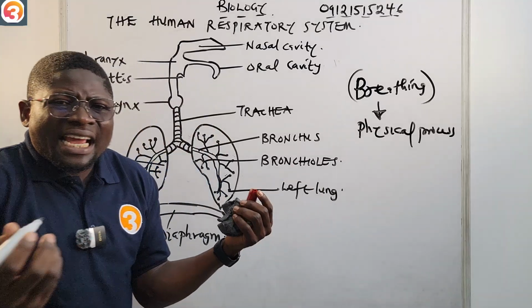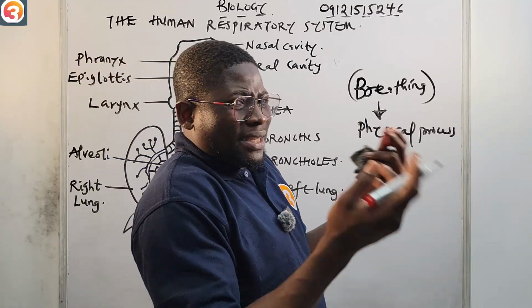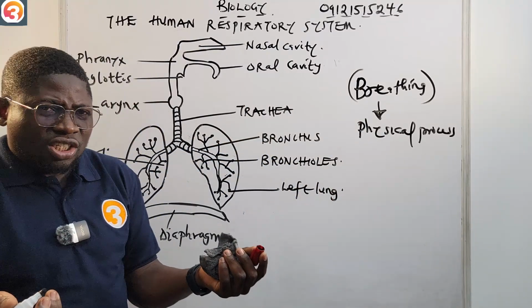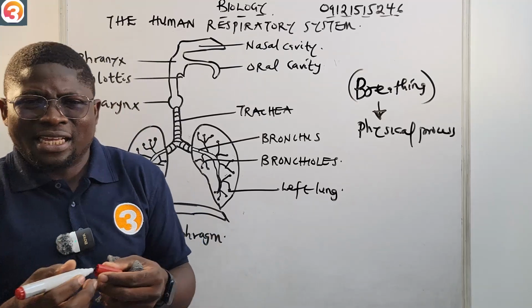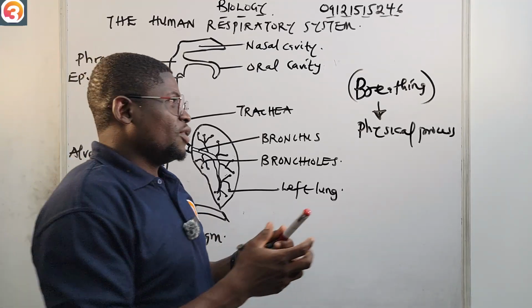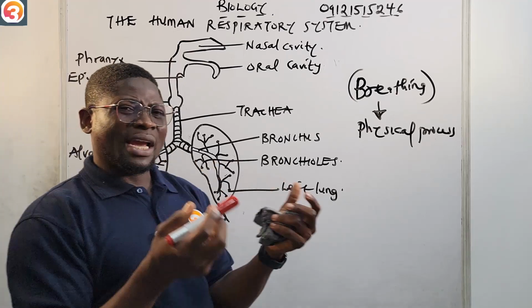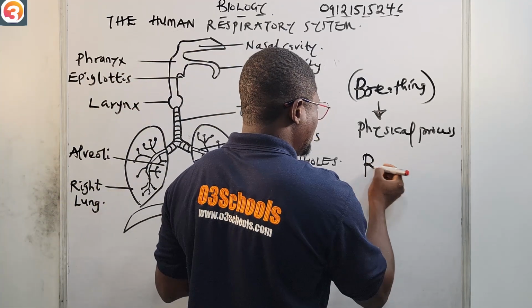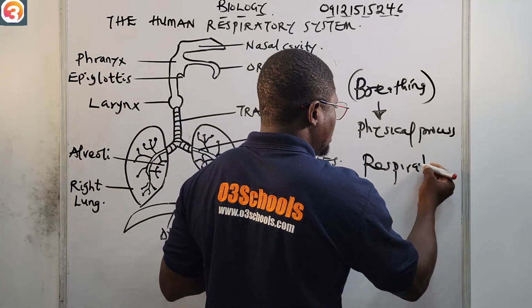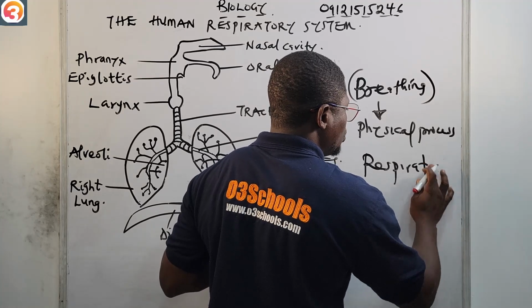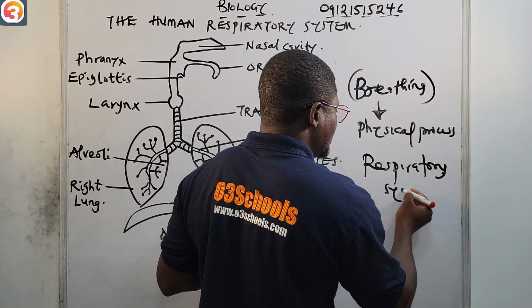So now, where is this air going? Where is this air that we are breathing in? This air that is rich in oxygen, where is it going to? Where it goes to through breathing, as we breathe it in, is to our respiratory system. This air goes into our respiratory system.